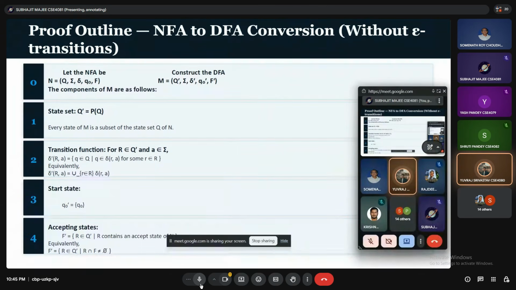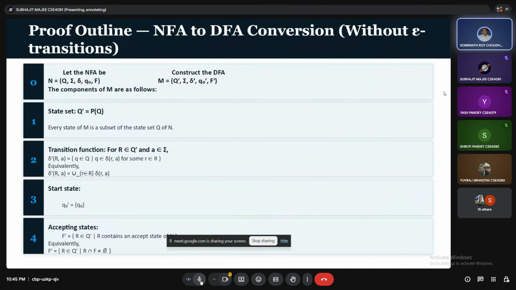Okay, sir. So I am presenting slide number 11. Yes, sir. We begin explaining how to systematically convert an NFA into a DFA. The main idea is that our... who is speaking? Yes, sir, I am Yuvraj Srivastav. Okay, fine. Carry on, please.